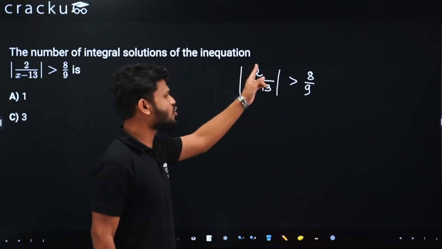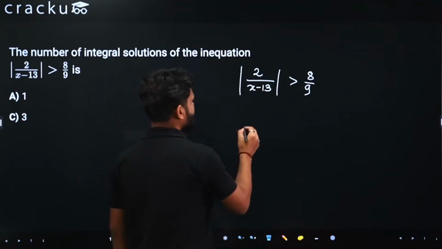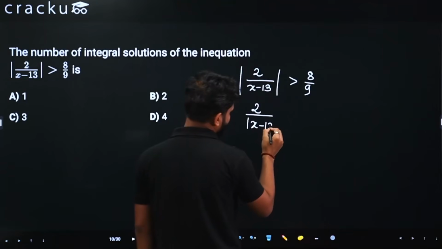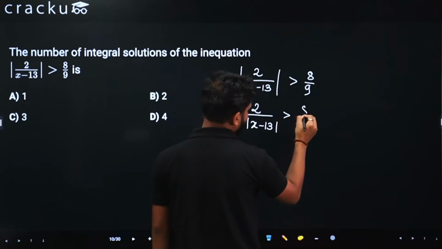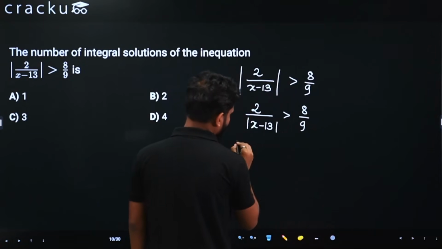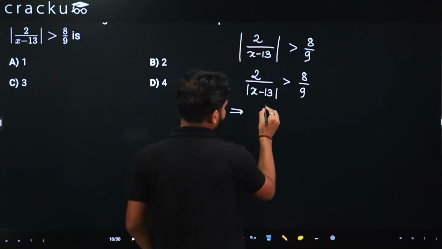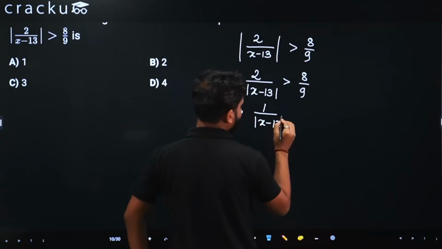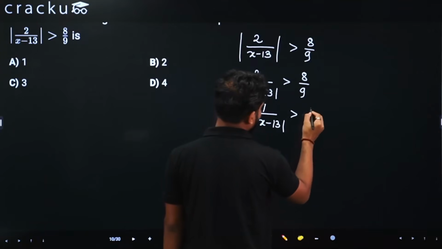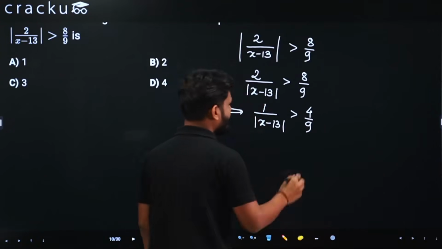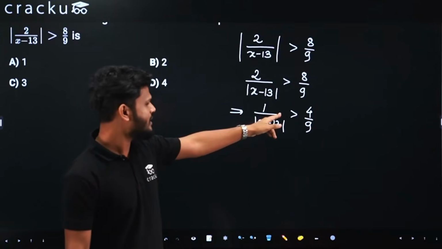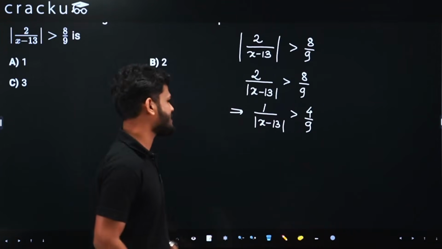Now as this is 2, I can take it out of the modulus. So this is nothing but 2 upon mod of x minus 13 is greater than 8 by 9. From here I can say 1 upon mod x minus 13 is greater than 4 by 9. Now if you flip this, as both the sides are positive, the inequality sign will get reversed.